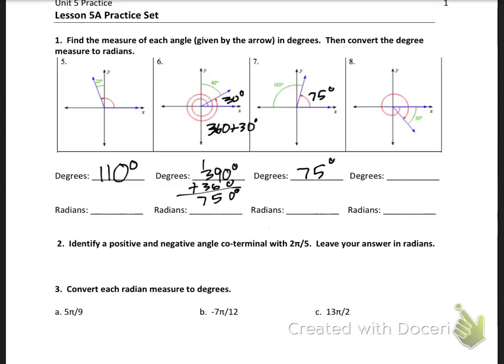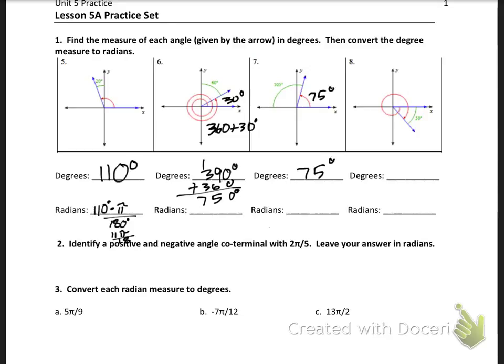What then came up was the radian measure, and that's just a simple conversion. If you have a degree and you want radians, you multiply by pi over 180 so that the degrees cancel, and then you simplify as necessary. You should have gone to 11 pi over 18 and said, yippee, I'm done. The others are similar. I'm not going to go beyond that.